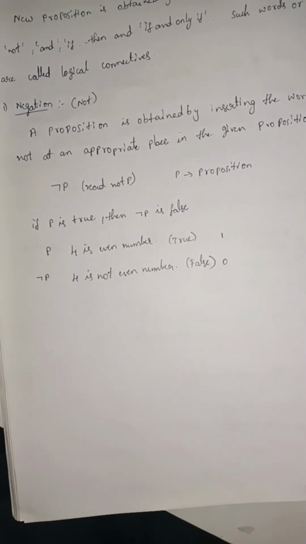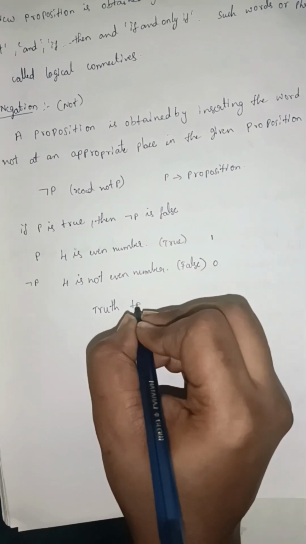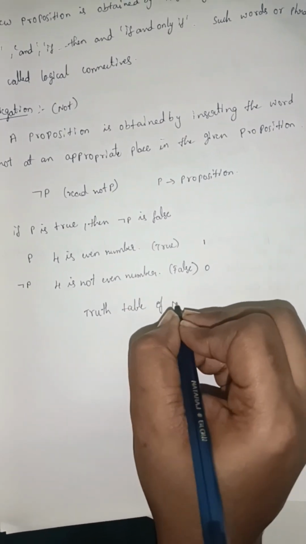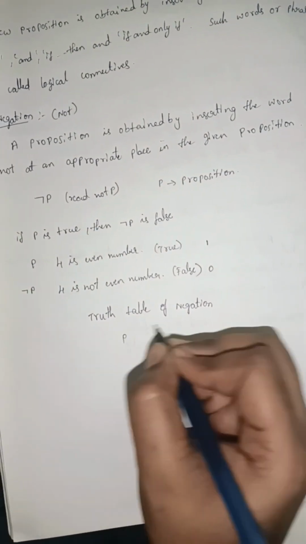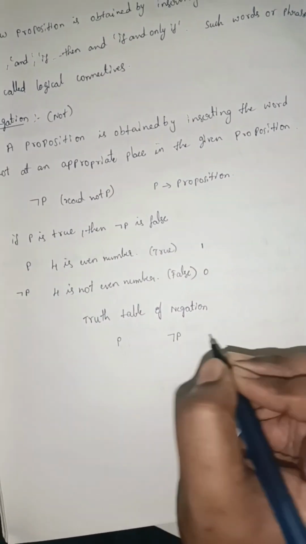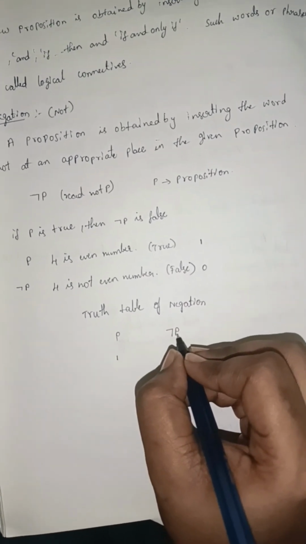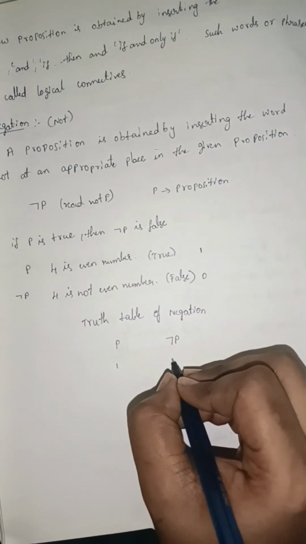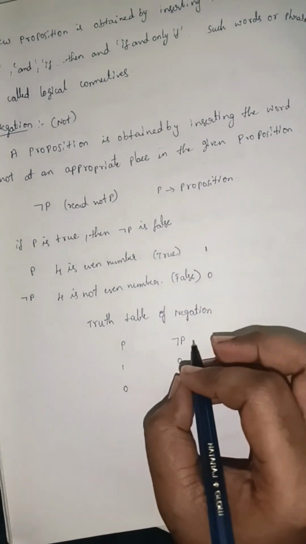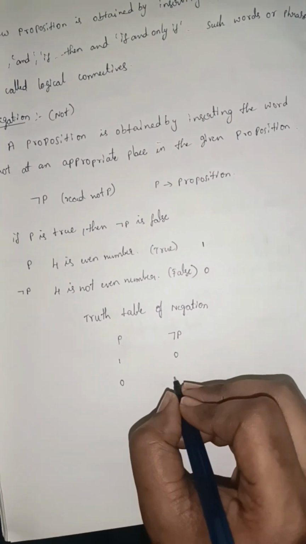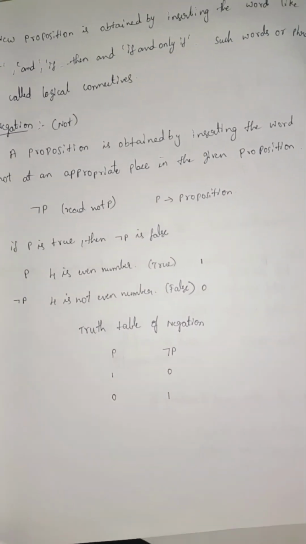In negation, we write the truth table. Table of negation: what are the possibilities? If P is true, absolutely not P is false. If P is false, not P is true. This is the truth table of the negation.